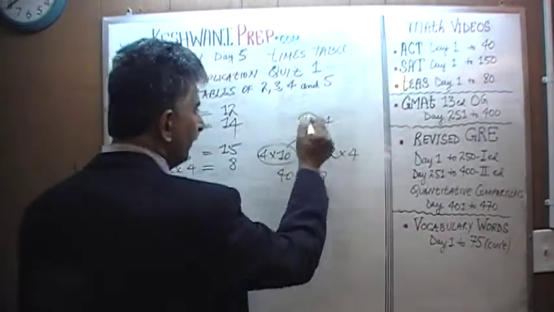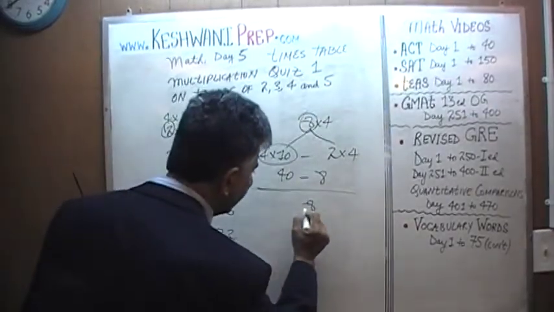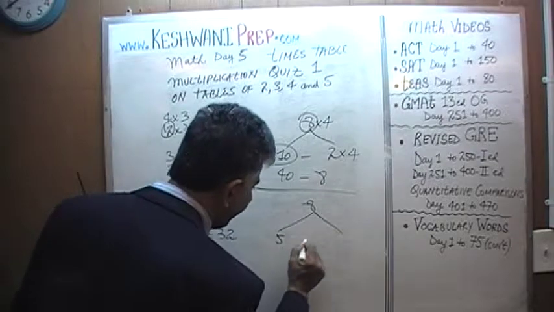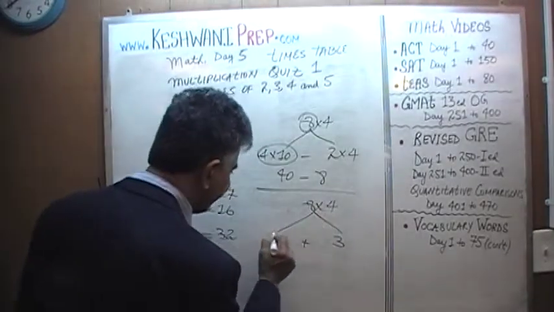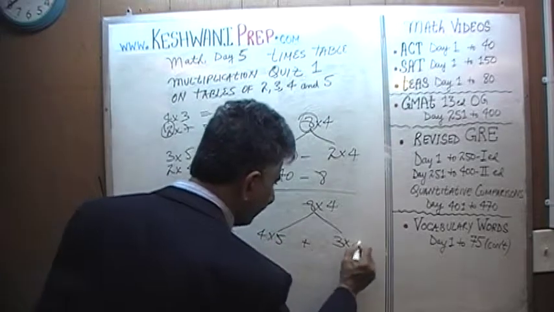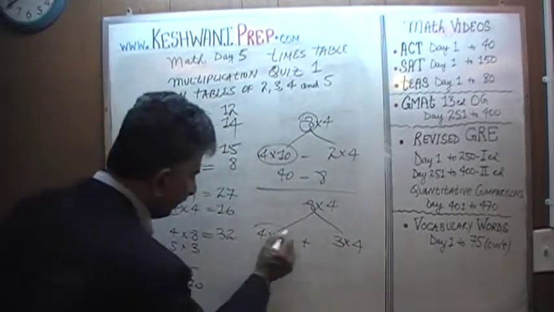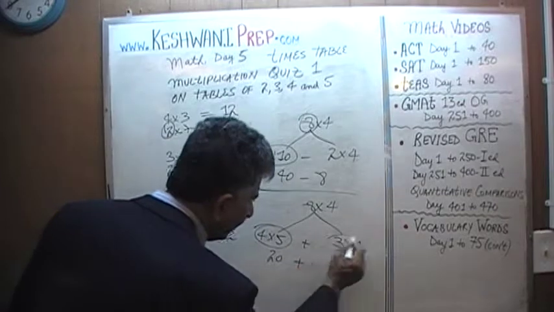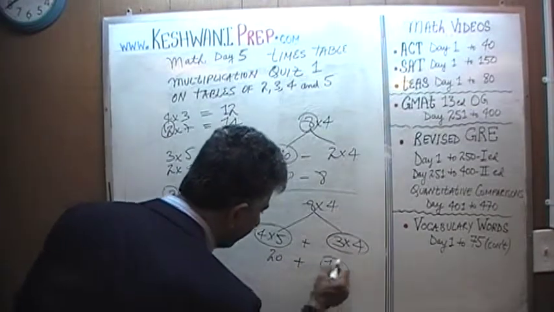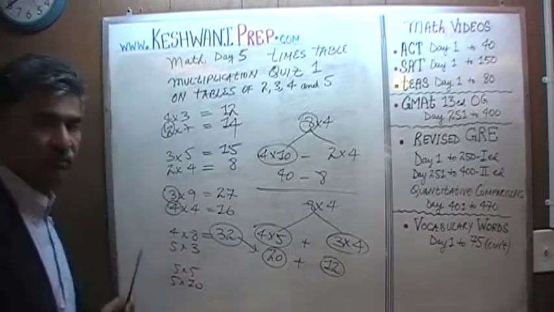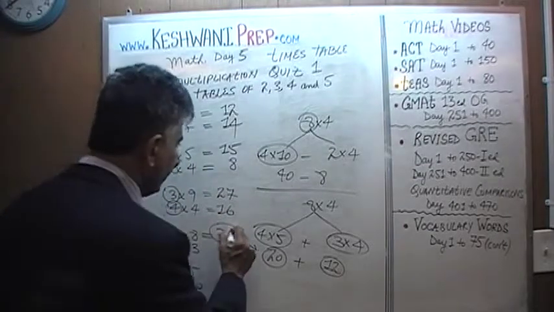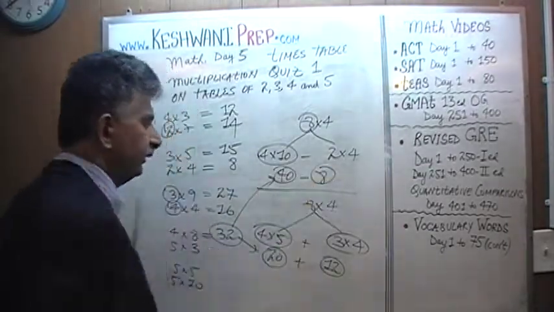Another way we could have figured out the 8 is we could have written 8 as 5 plus 3. And we have 4 of them. 4 fives are 20, we know, and 3 fours are 12. 12 plus 20 is 32, which is the same as 40 minus 8.